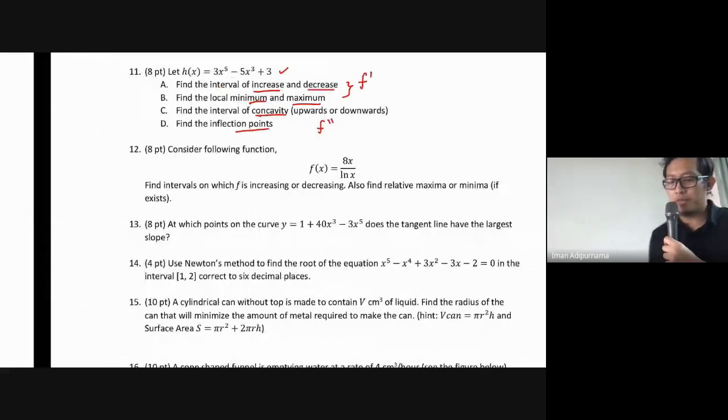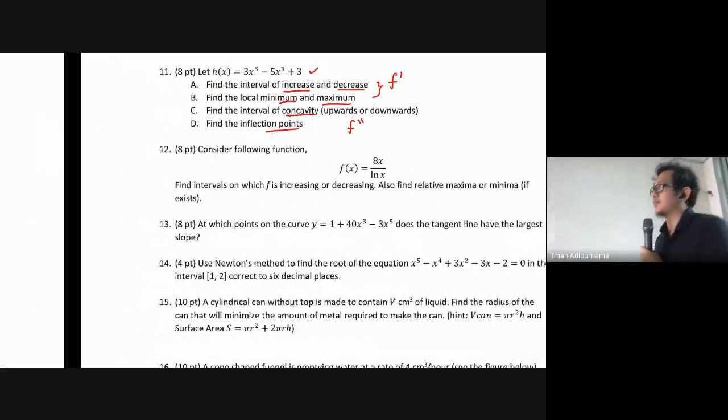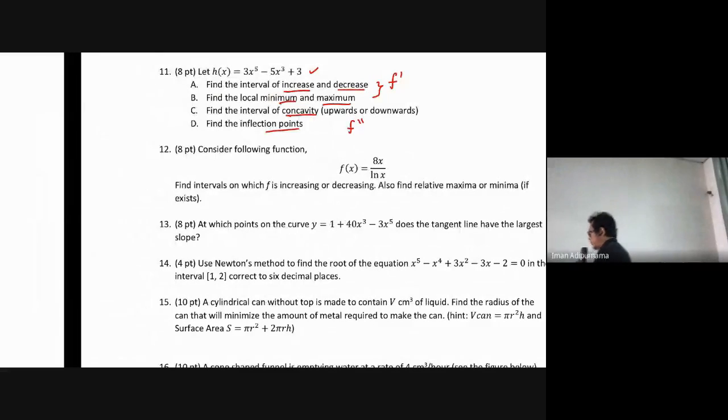And this is okay. Number 12. Any idea for number 12? This is actually quite interesting. It's basically the same principle as number 11. f(x) is 8x over ln x. The question is just simple. Find the intervals where f is increasing or decreasing, if they have both. And also find the max and min if the values exist. So first look at the function here. Okay.